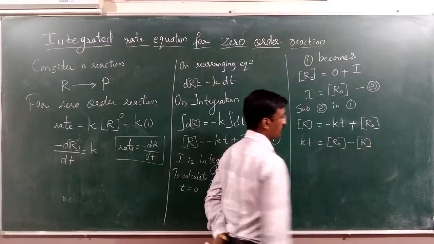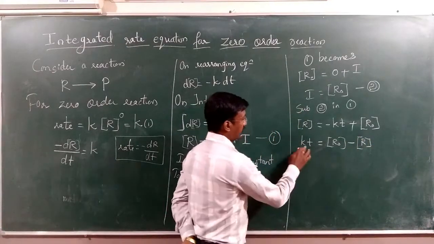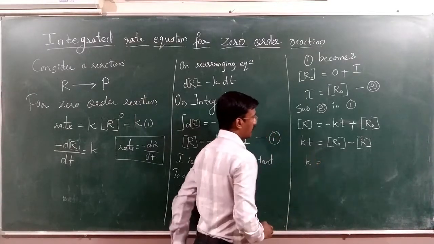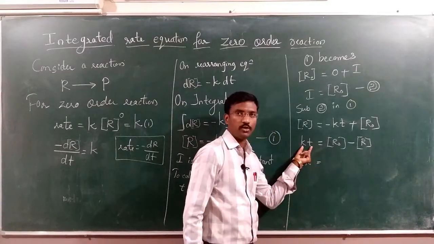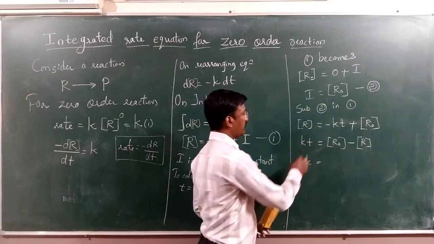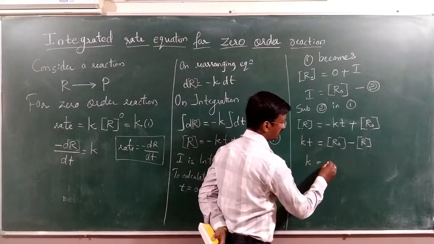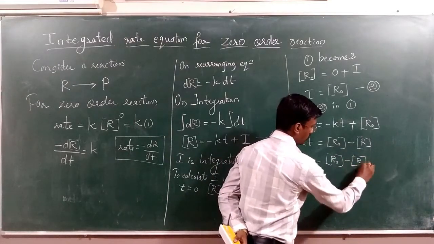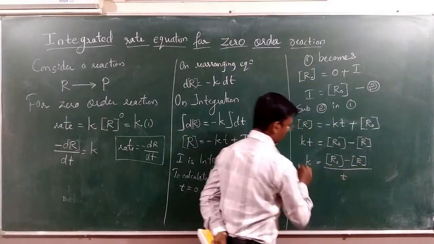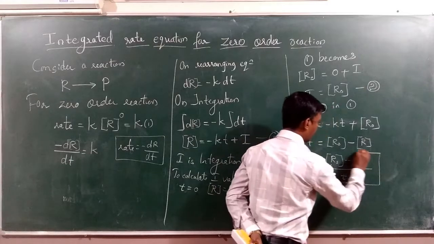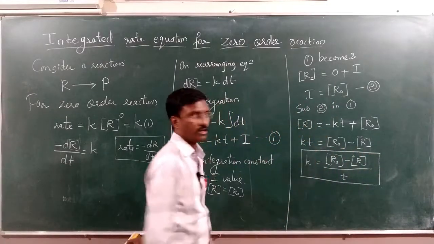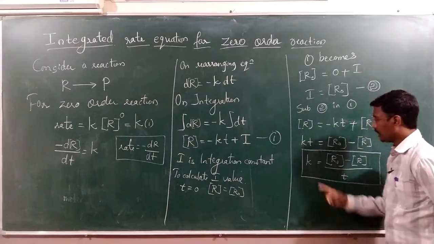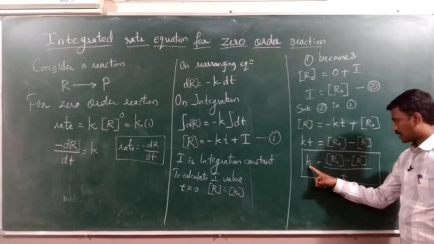Are you getting this one? And K into T, we need K, therefore K is equal to, since the relation between K and T is multiplication, when T moves to the right side, the multiplication becomes division. Therefore, K is equal to R naught minus R, whole divided by T. This expression is called the integrated rate equation for zero order reaction. And you are not supposed to forget here, in this expression, K is nothing but the rate constant.